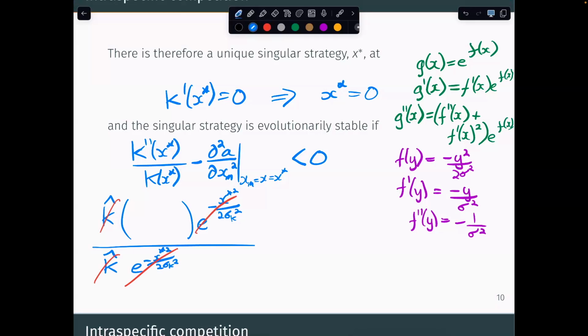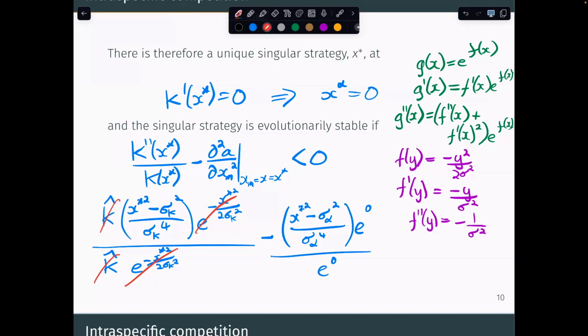From what we've learned here on this right-hand side, we'll have this second order derivative of our function that was in the exponent plus the first order derivative squared. So we'll end up with an x star squared minus sigma k squared over sigma k to the fourth. And then things will look very similar on the right-hand side. We'll have in brackets an x star squared minus sigma alpha squared over sigma alpha to the 4. And then we'll have e to the 0 over e to the 0. Again, these are just equal to 1, so we can ignore those. The x stars, because we're evaluating this at x star equal to 0, are also going to disappear.